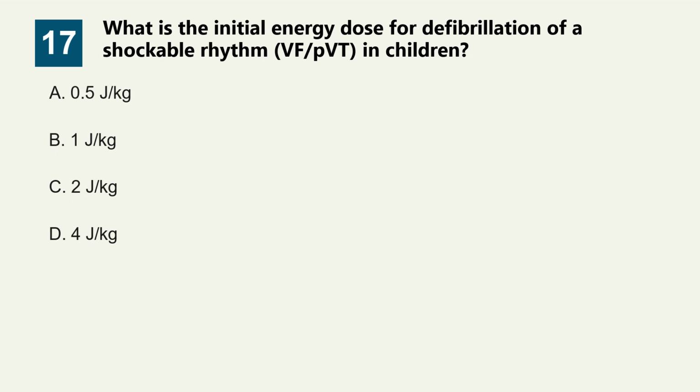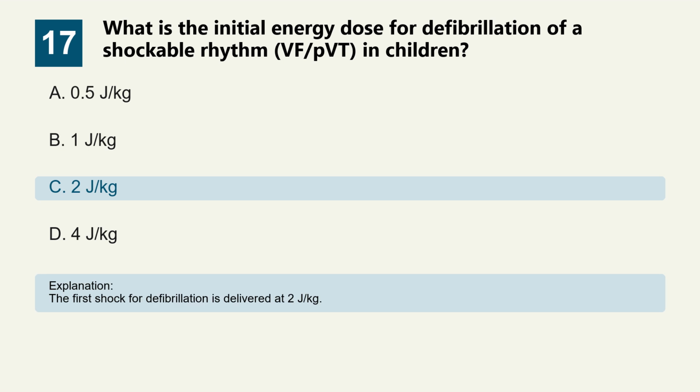Question 17. What is the initial energy dose for defibrillation of a shockable rhythm, VF/pVT, in children? Option A, 0.5 J/kg. Option B, 1 J/kg. Option C, 2 J/kg. Option D, 4 J/kg. The correct answer is option C, 2 J/kg. The first shock for defibrillation is delivered at 2 J/kg.